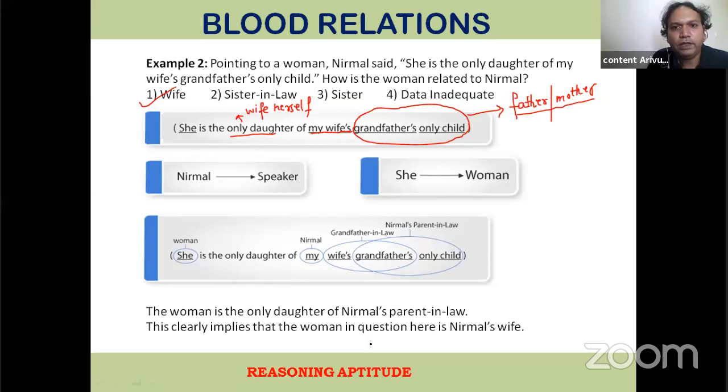Pointing to a boy in the photograph, Anita said, "He is the only son of the only child of my grandfather." How is the boy in the photograph related to Anita?